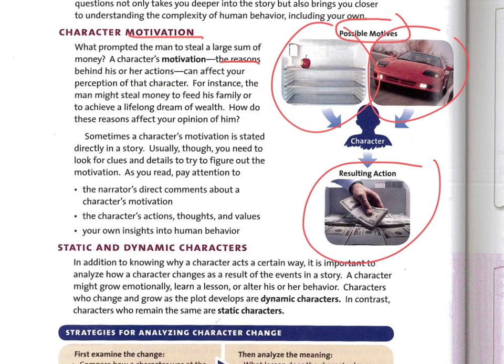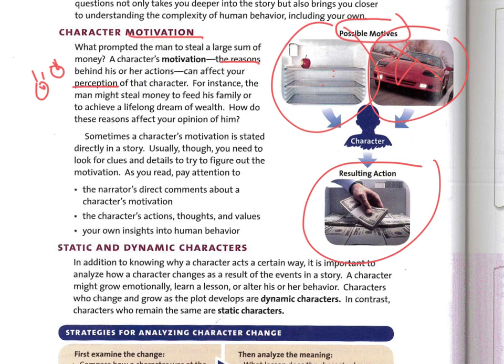Okay, remember this word from 7 Habits? Perception. How do you see it? Right? 2 eyes. How do you see the character? For instance, the man might steal money to feed his family or achieve a lifelong dream of wealth. How do these reasons affect your opinion of him? Right? Obviously, sympathetic, not so sympathetic. We say, oh, poor guy, or what a jerk, right?